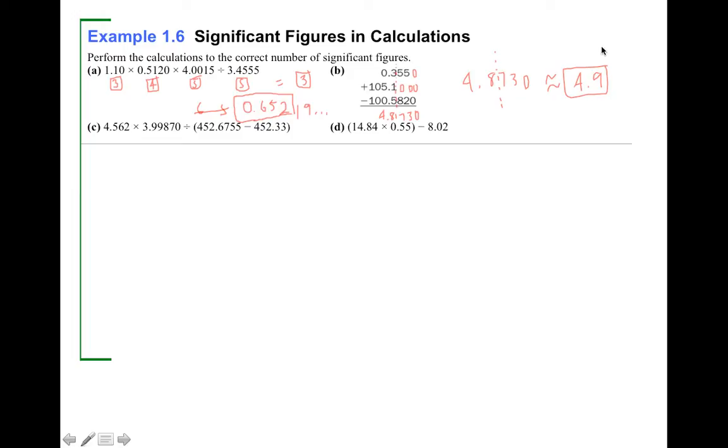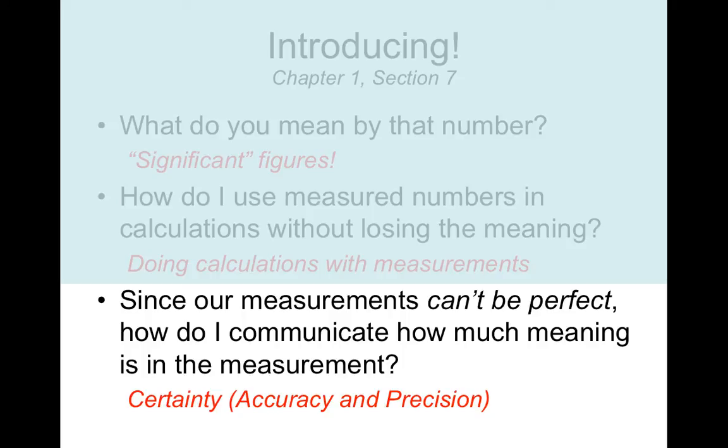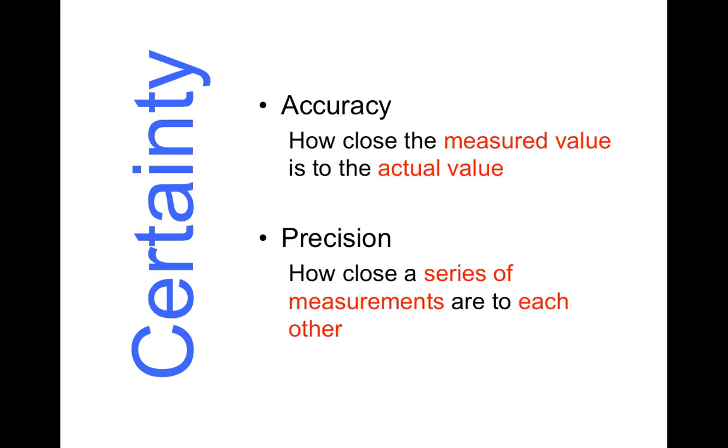Okay, so let's move on to the last part of this section. We have to finally answer: since our measurements can't be perfect, how do I communicate how much meaning is in the measurement? This pertains to certainty, as we might describe by accuracy and precision. First of all, accuracy is how close the measured value is to the actual value. And what is that? Well, it's difficult to appreciate without an example. What is the actual value? Let's figure that out by examples. Precision is how close a series of measurements are to each other.